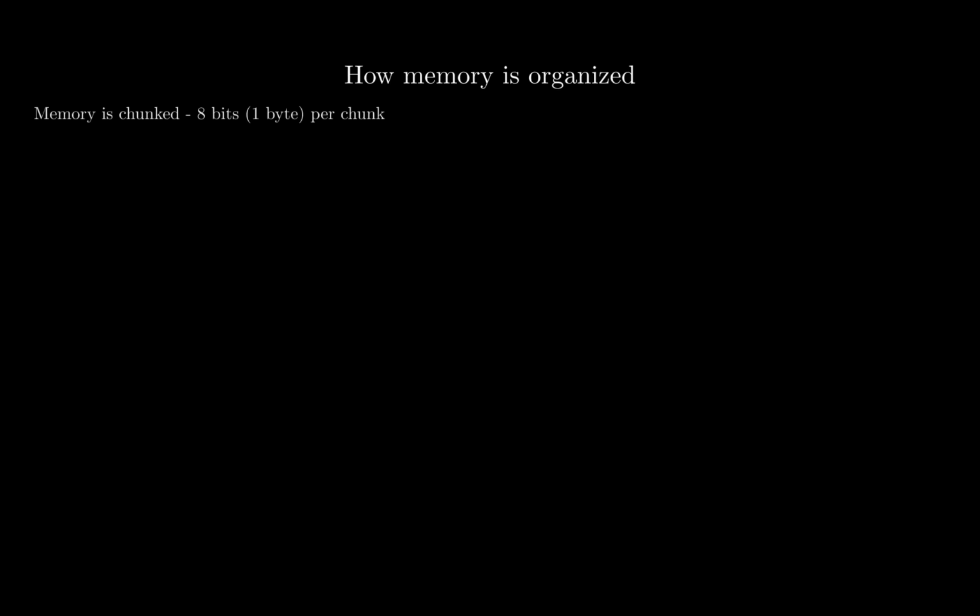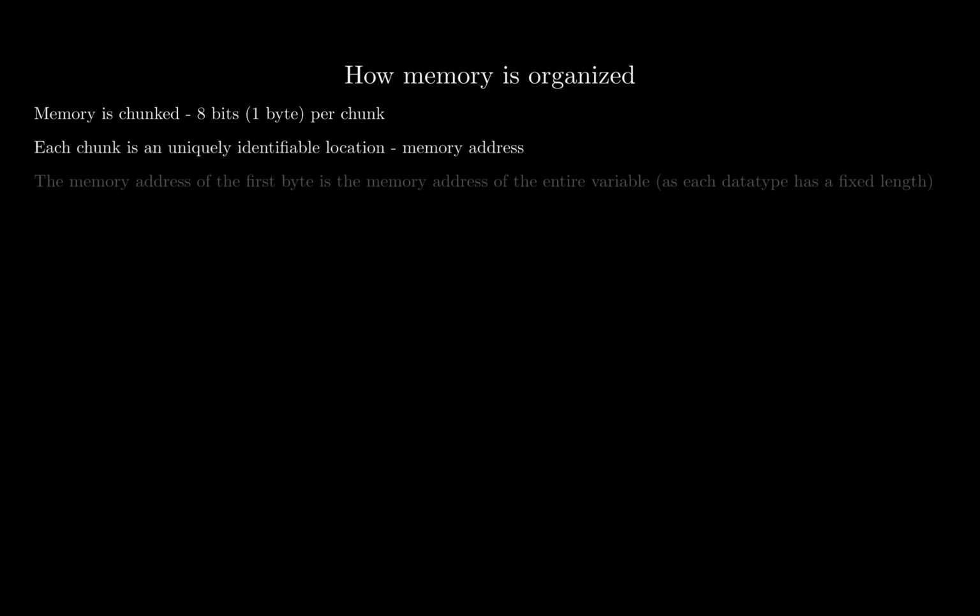Right. Let's take a brief tangent on memory and how things are stored. Memory is organized into chunks of 8 bits or 1 byte. And each of those chunks is a location. And just like a location in real life, like say your home, they have an address called a memory address. So the memory address of the first byte of a variable or some data is going to be the memory address of that variable or data.